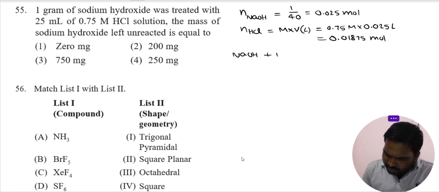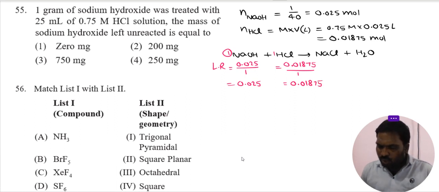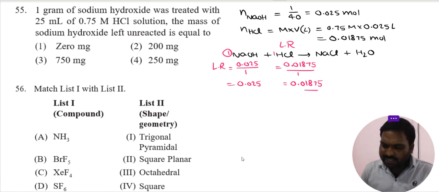Now you can write the balanced equation: NaOH plus HCl giving rise to NaCl plus water. Limiting reactant formula: given moles by stoichiometric coefficient. NaOH is 0.025 by 1, HCl is 0.01875 by 1. So which is the lower value? 0.01875. So this is the limiting reactant. Understood everyone?